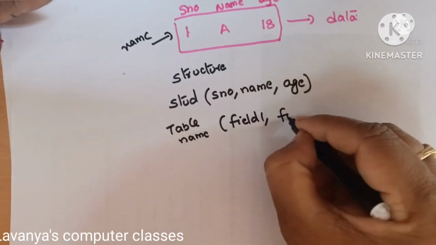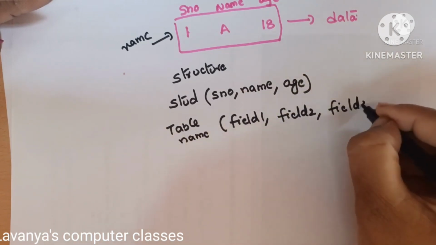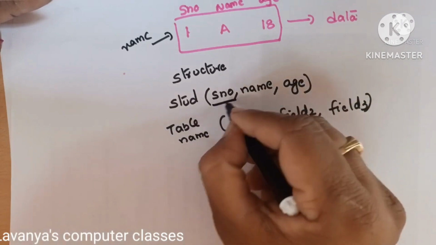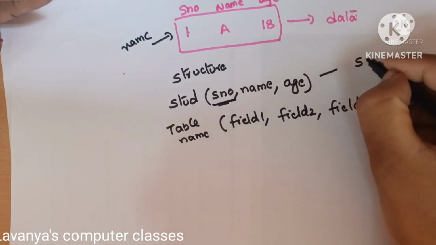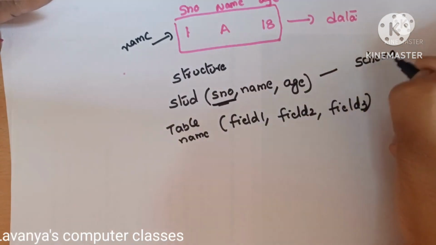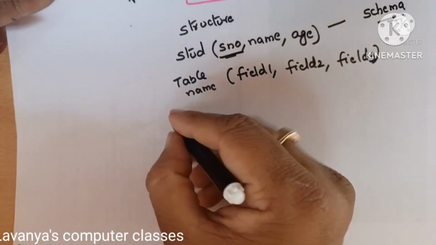So what is the syntax? Table name, field 1, field 2, and so on. However many fields you want, keep all the fields in this. So this is the structure of the table, and it also explains what the primary key is, and what the relation between one field and another field is. Everything is explained. That is known as schema.